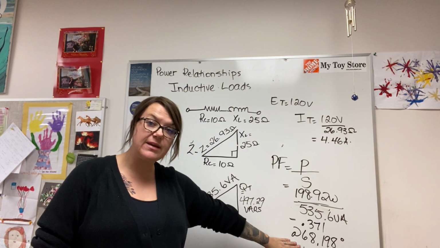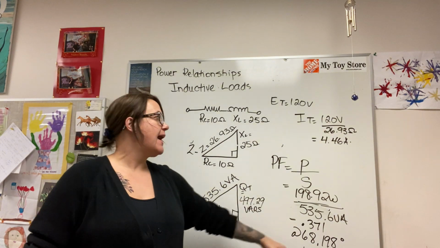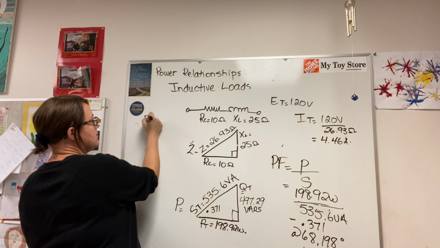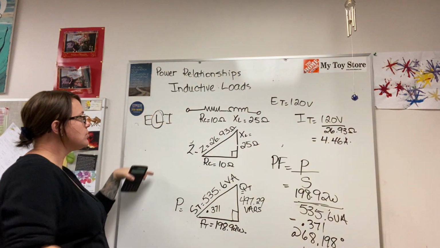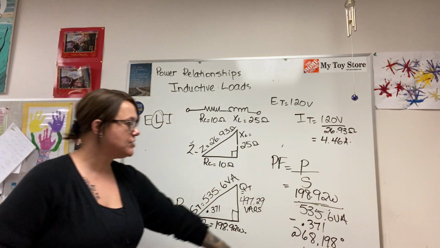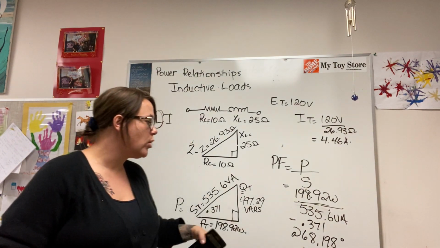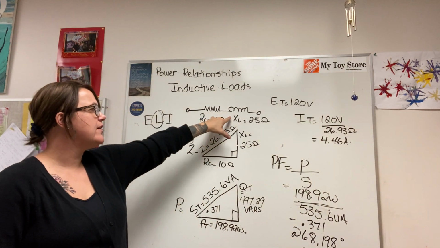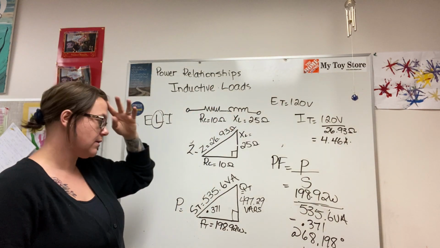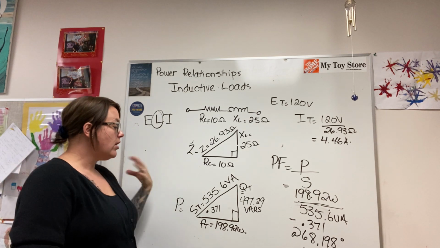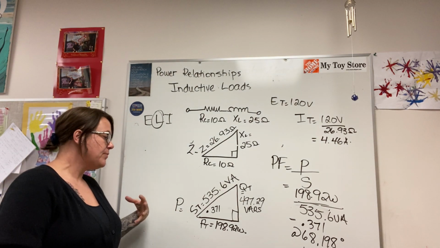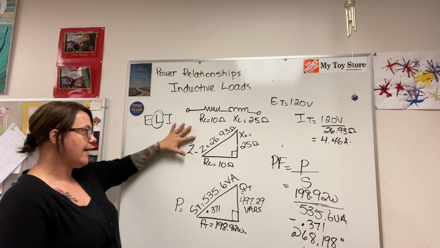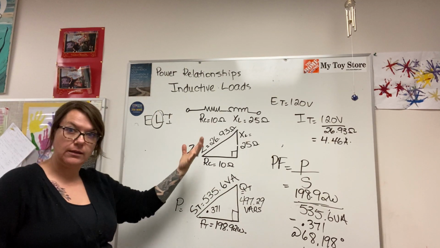I'm lagging because it's inductive. That references ELI, right? The relationship between current and voltage in an inductive circuit. Current is lagging voltage, and it's lagging by 68.198 degrees because these two variables are out of phase with each other, okay? So I also said in my resistive example that whatever the power factor of my power triangle would be would match the power factor of my other triangle, and it would.